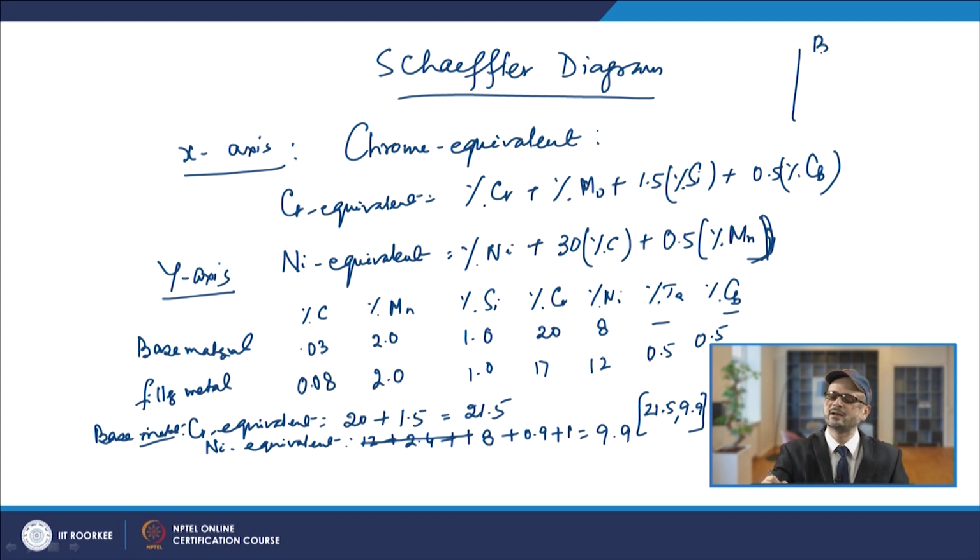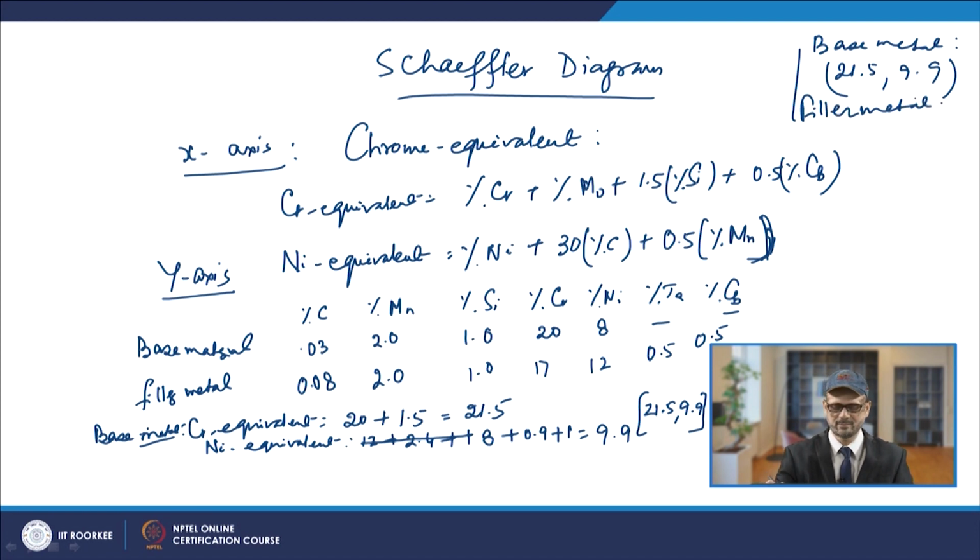So for base metal you will have 21.5 and 9.9, and for filler metal you will have 18.75 and 15.4. Now you will locate these 2 points on the diagram, and you will get the average of the 2 values. If you calculate the middle point, then for that point you are going to see what the microstructure is.